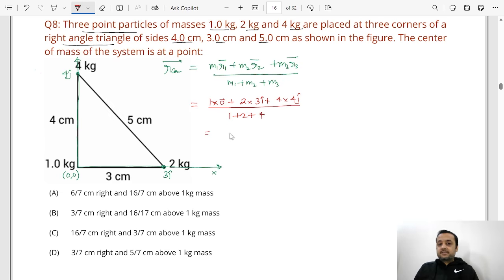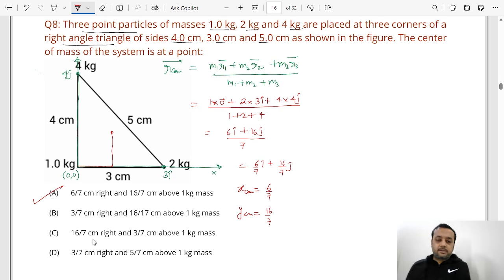So this becomes 6 i cap plus 16 j cap divided by 7. That means this will be 6 by 7 i cap plus 16 by 7 j cap. So this is the position vector. That means the x coordinate of center of mass will be 6 by 7, and the y coordinate of center of mass will be 16 by 7. So you can say 6 by 7 centimeter towards right and 16 by 7 centimeter above the 1 kg mass. That means option A is clearly right, and the other options will be wrong. Very easy question, guys. I think you would have done this and gotten very easy marks, right?